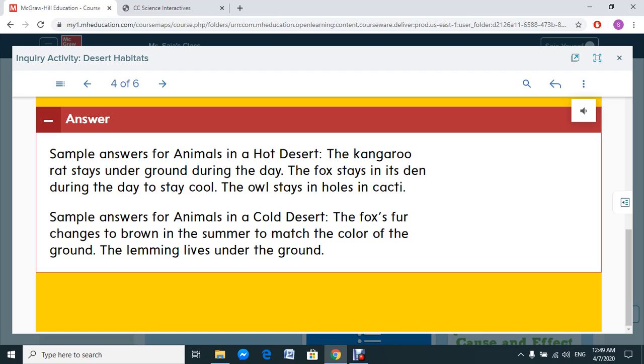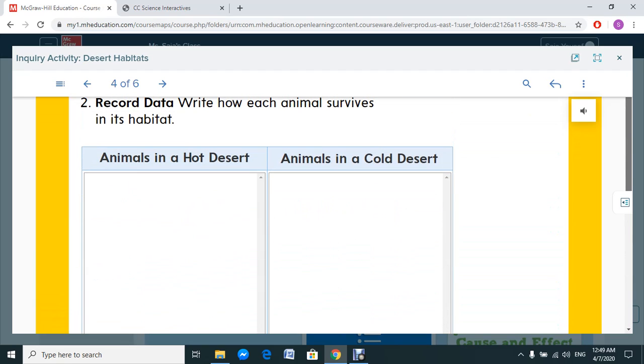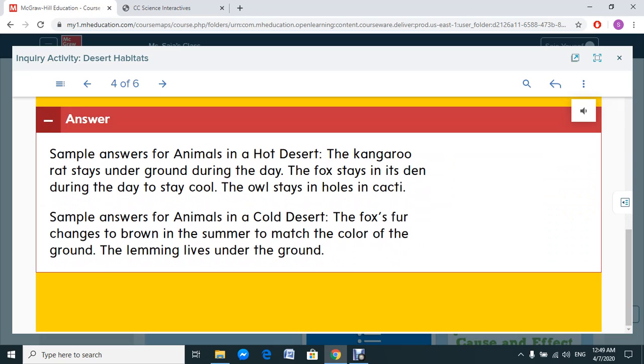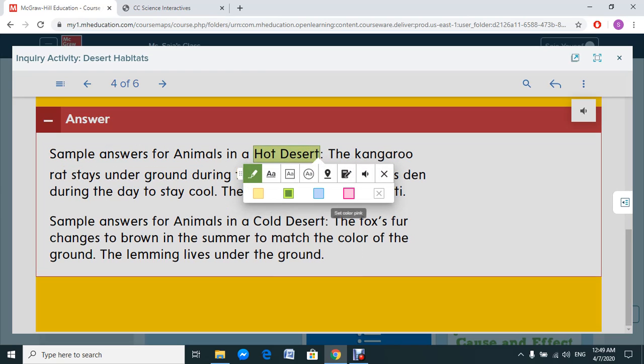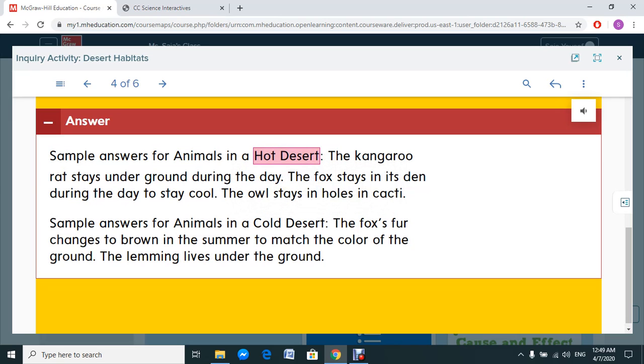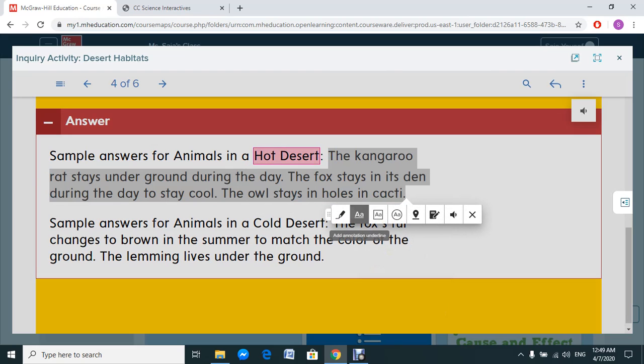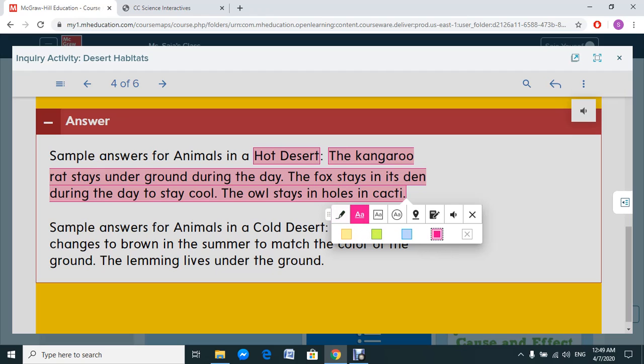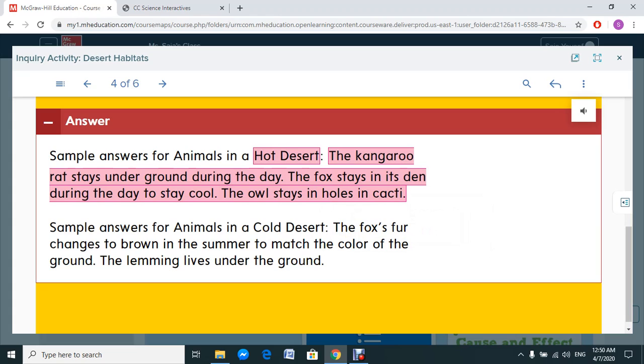So in the first part, which is hot desert, you will write this. Okay, in a hot desert, I will color it red for you or pink. This is what you will write. I will underline it with the same color. Now, the kangaroo rat stays under the ground during the day. The fox stays in its den during the day to stay cool. The owl stays in holes in cacti.